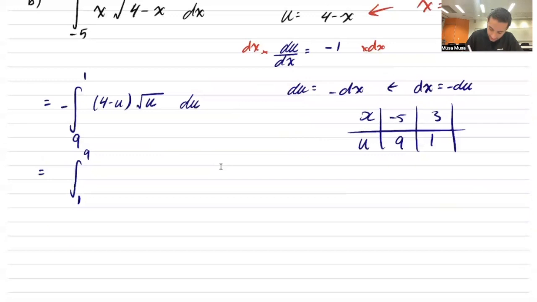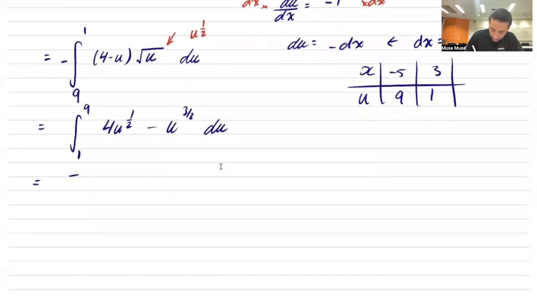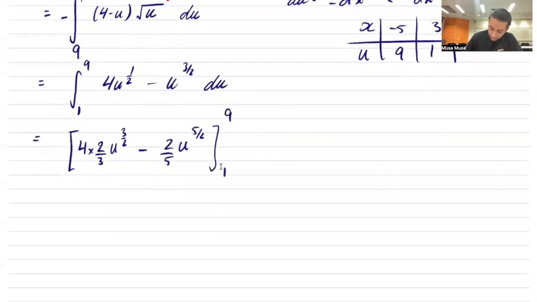So then this is going to be this. Let's write this as u to the half, and let's expand this. So it's going to become 4u to the half minus u times u to the half is u to the 3 on 2 du. Now it's just time to integrate. So integrating this, it's going to be 4 times, and then we've got to multiply by 2 on 3 because we're dividing by the 3 on 2. The minus, and this is u to the 5 on 2, but then we're dividing by 5 on 2, so it's going to be 2 on 5. This is 1 to 9.